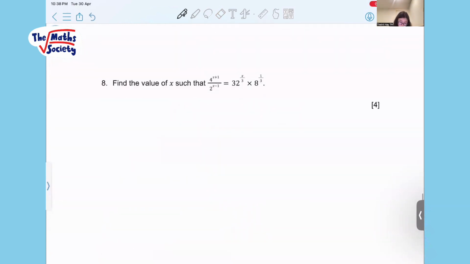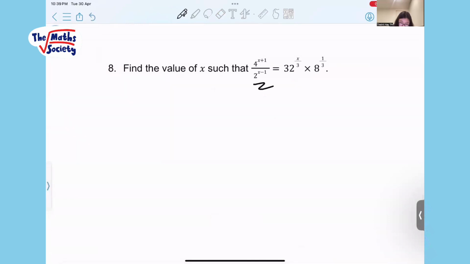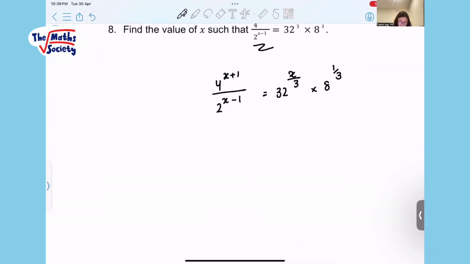And then we head onto here, which is to find the x value of 4 power x plus 1 divided by 2 power x minus 1 equals 32 power x by 3 multiplied by 8 power 1 by 3. So we have to make it into the same base for everything, and we can see that 2 is preferably the base that everything has to be in. So here we know there's 2 squared, 2x plus 2, and then divided by 2 power x minus 1. And then here it's 2 power 5, so it'll be 2 power 5x by 3, multiplied by 8 power 1 by 3, which is 2.